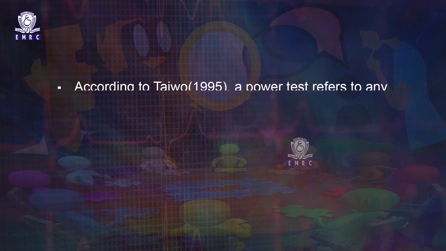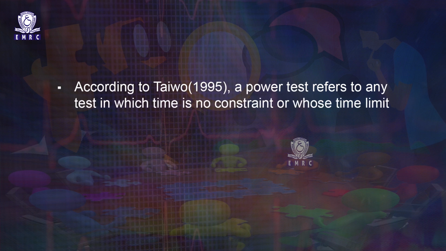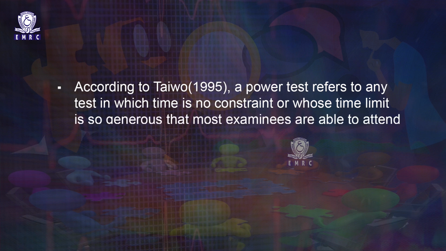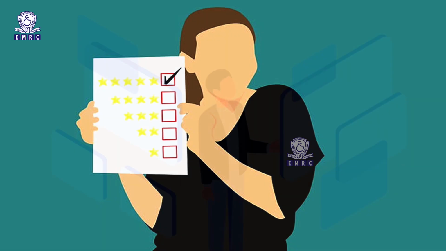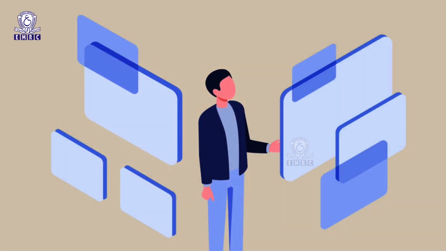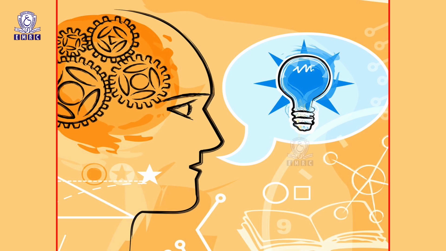According to Taiwo, 1995, a power test refers to any test in which time is no constraint or whose time limit is so generous that most examinees are able to attempt all the items of the test. The methods you need to use to answer questions in a power test are not obvious, and working out how to answer the questions is the difficult part. Once you have determined this, arriving at the correct answer is usually relatively straightforward.